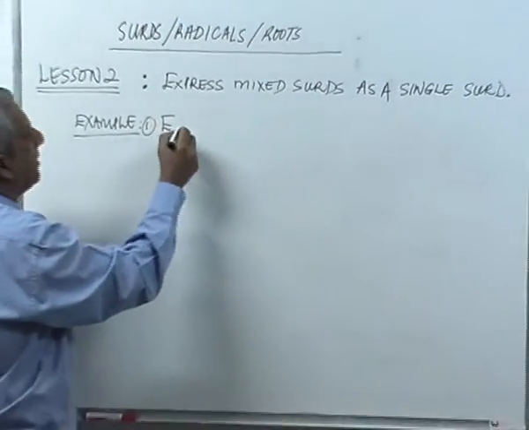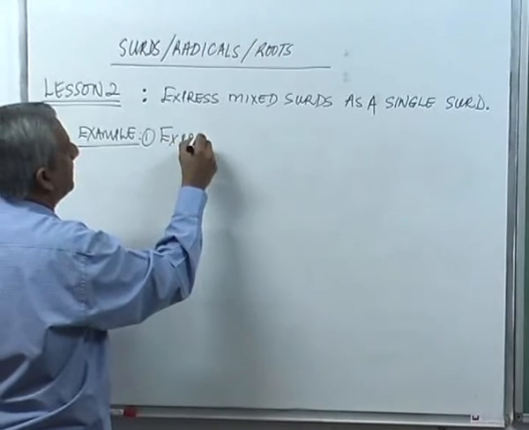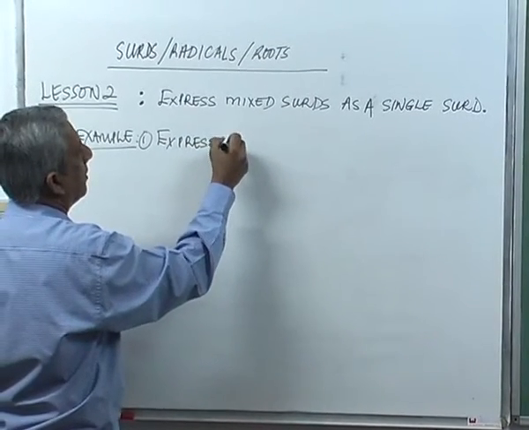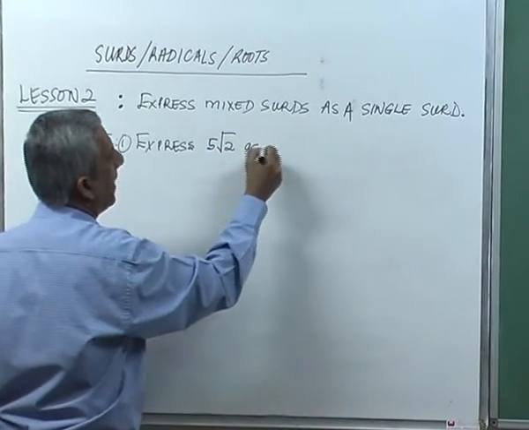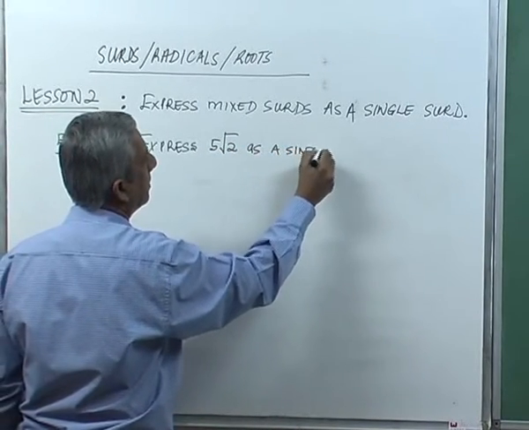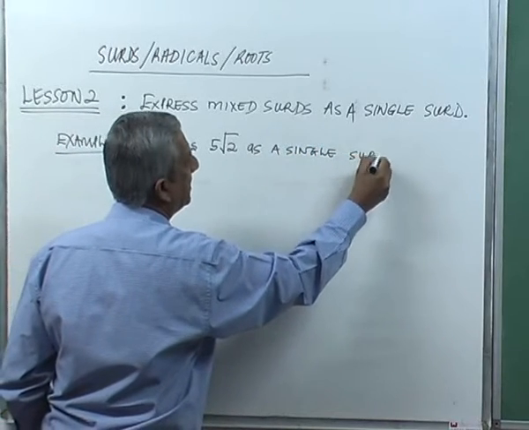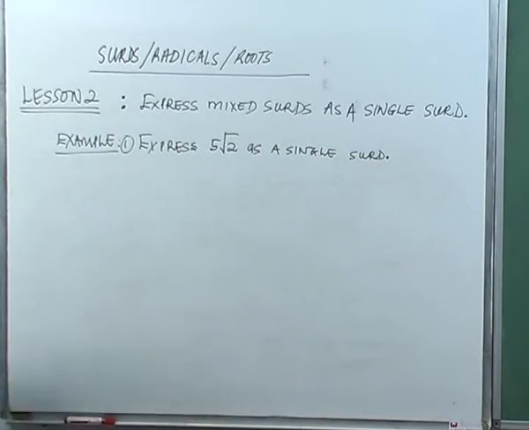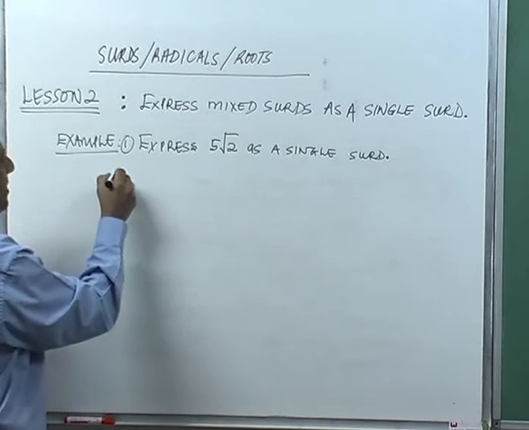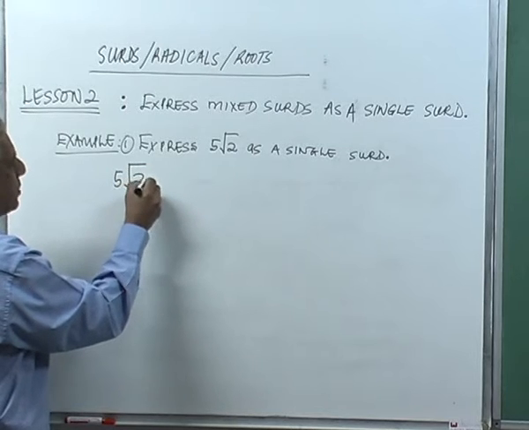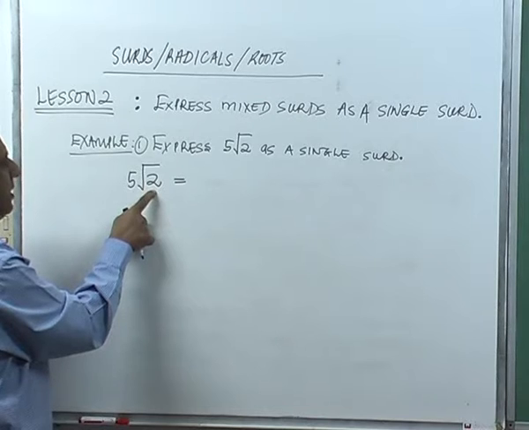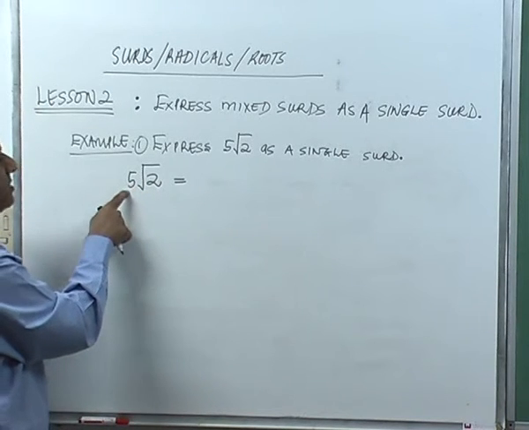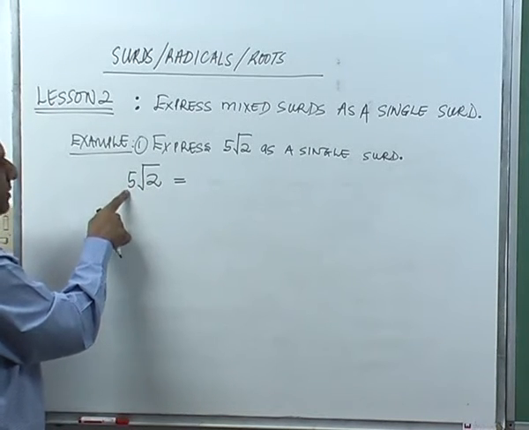Express, example 1. Express 5 root 2 as a single surd. In other words, we're doing the reverse of our first lesson. Right, so let's see. We have 5 square root 2. Now, because this is square root, it means 5 is a square root of a certain number.